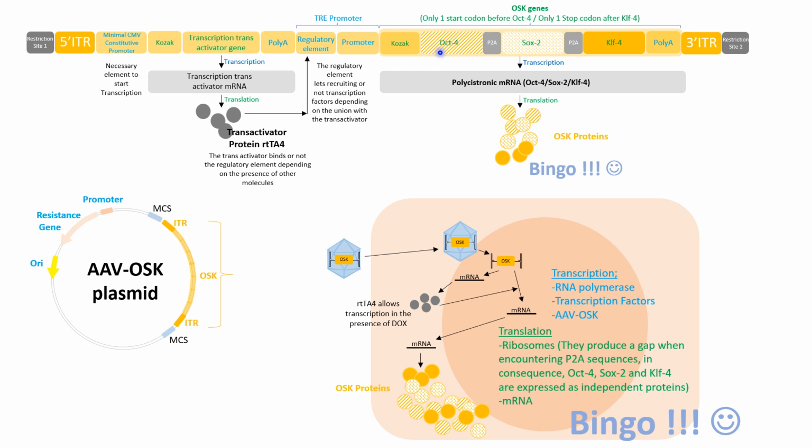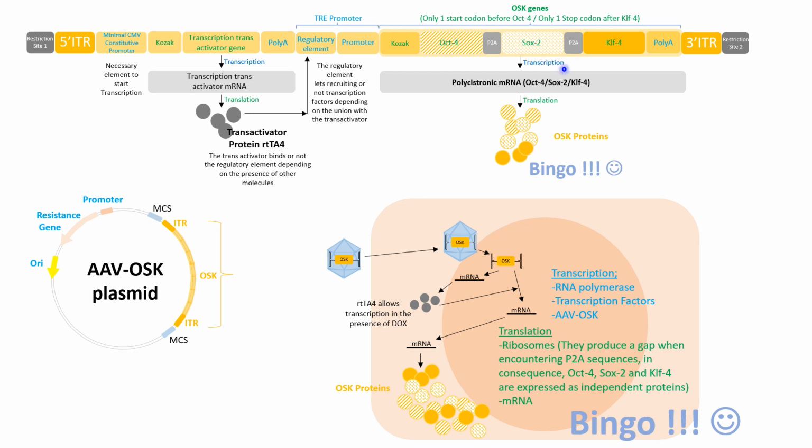You see here, this is the first gene, the OCT4, the SOX2, and the KLF4. And in between, you have sequences that are called P2A. P2A is necessary for producing three proteins using just one mRNA. The ribosome will bind around here and will start translating. Thanks to the Kozak sequence, it will start translating the OCT4, and once P2A is detected, it will produce a gap and carry on translating the SOX2.